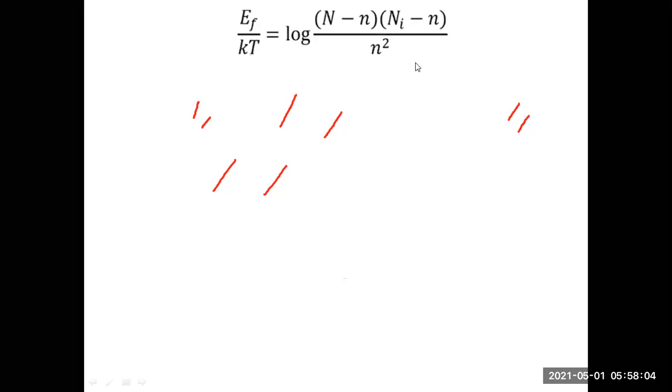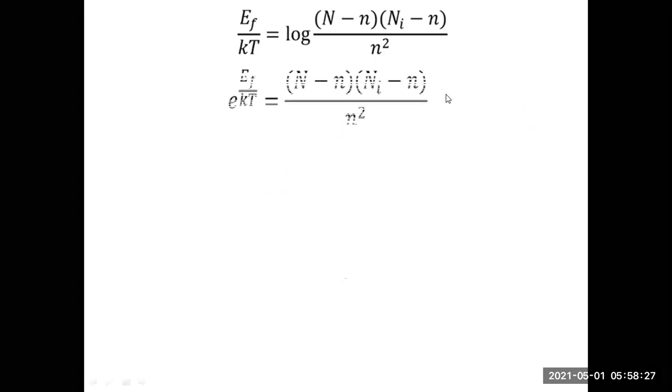Now it is clear, right? See, next one. EF by KT is equal to log of capital N minus small n times N suffix i minus n, and in the denominator, you'll find that n square will be there. Okay. Next one. So see, log will go to the left hand side. You already know exponential of EF by KT is equal to capital N minus small n times N suffix i minus n by n square. So very simple.